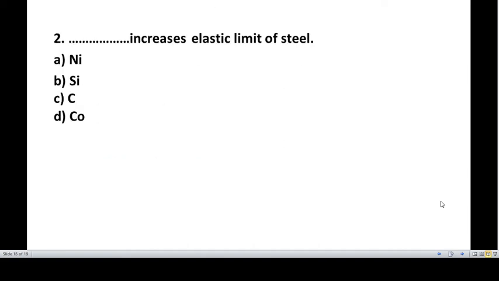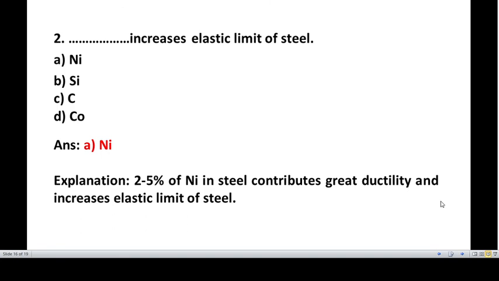The second question is, dash increases the elastic limit of steel. The options are nickel, silicon, carbon, and cobalt. The answer is nickel. In the presence of 2 to 5% of nickel in steel, it contributes greater ductility and increases the elastic limit of steel.